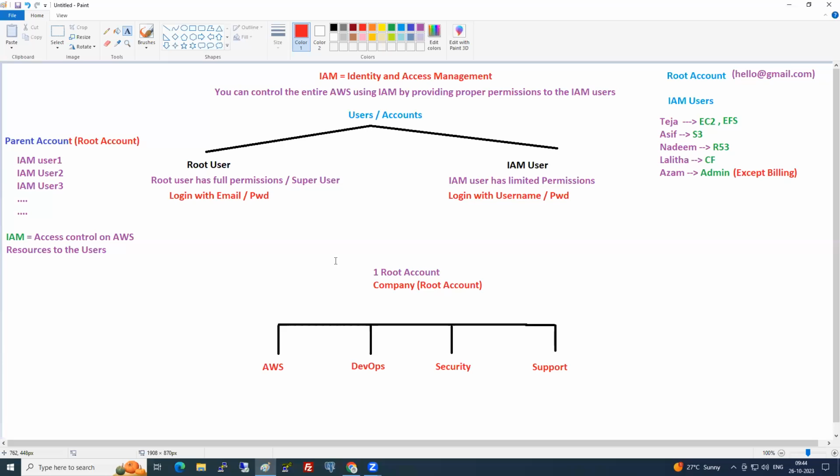So what AWS has introduced recently, meaning 1 year back or a couple of years back. Previously, when I was new to AWS, this concept was not there. We used to handle like this only. But now AWS came up with a concept called Organizations. Organizations will help us to maintain multiple root accounts.